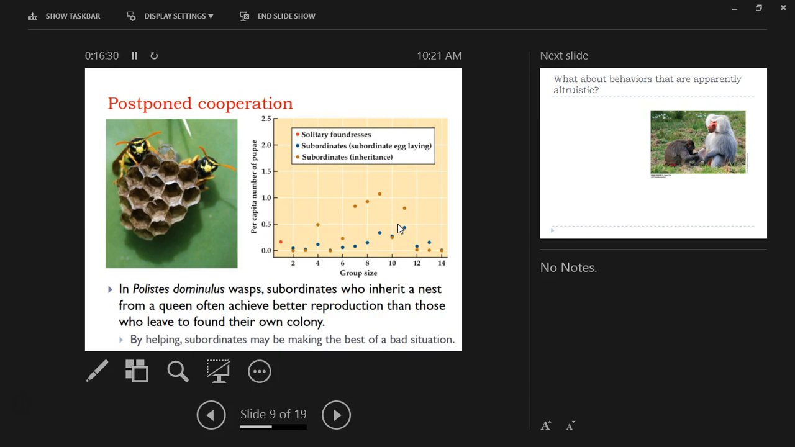Part of the reason this works is that if those subordinates just try to go off and found their own nest, that's this bottom line. It's kind of hard to tell. These are red, these are orange, but this is this bottom line. These are solitary foundresses that try to just go it alone. And those individuals have a very difficult time having good reproductive success. It's hard to start a nest on your own, and it's often much better to inherit the nest later on. So you can make an argument the subordinates are kind of making the best of a bad situation. It's hard to go off and make your own nest, so maybe stick around. If you're lucky, before you die, the dominant female will die, and you'll get a shot at reproduction.